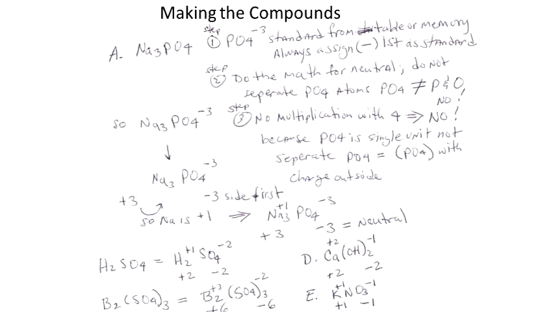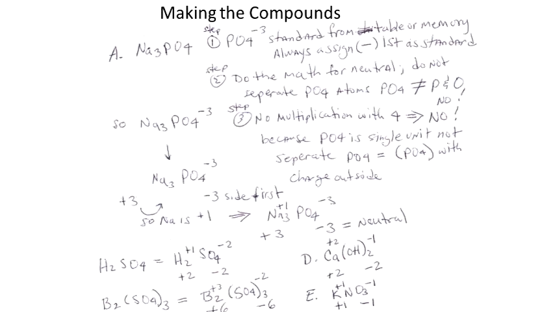Don't make that mistake when it comes to transition elements. People will have a tendency to put the positive side on first when they see the transition element because they look on the periodic table. Go to the minus side first. So I assign the minus side to -2 because that's my standard. I looked on the table or I memorized it. SO4 is -2, so the negative side is -2. So I need a +2 to balance this off. So that means hydrogen must be +1.